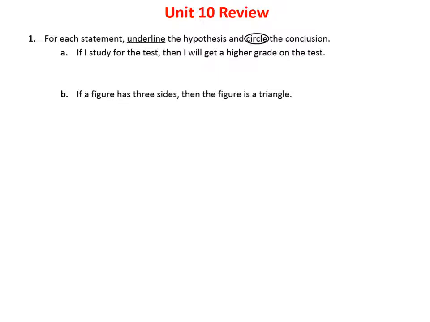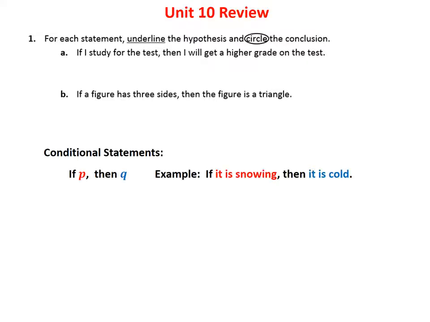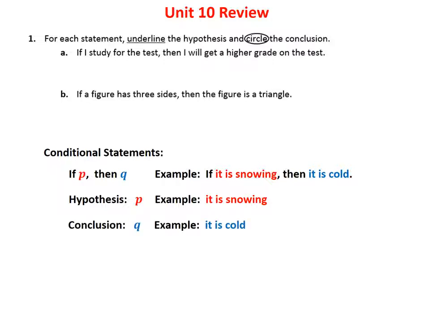The first question says, for each statement, underline the hypothesis and circle the conclusion. So first we have to decide what is the hypothesis and the conclusion of a conditional statement. Conditional statements have the form of if P then Q. In other words, if it is snowing, then it is cold. And the if P, the P is our hypothesis. So the hypothesis is, if it is snowing, the conclusion is Q, it is cold.